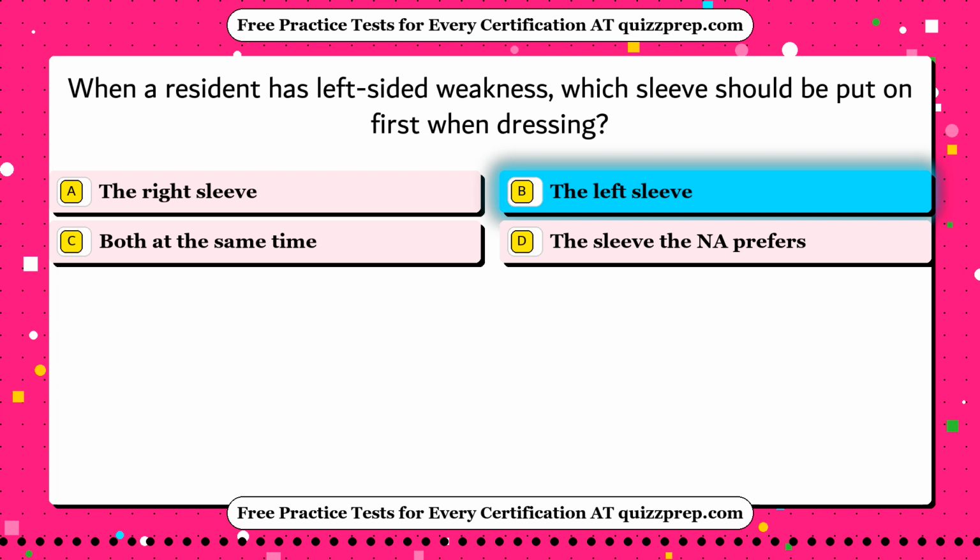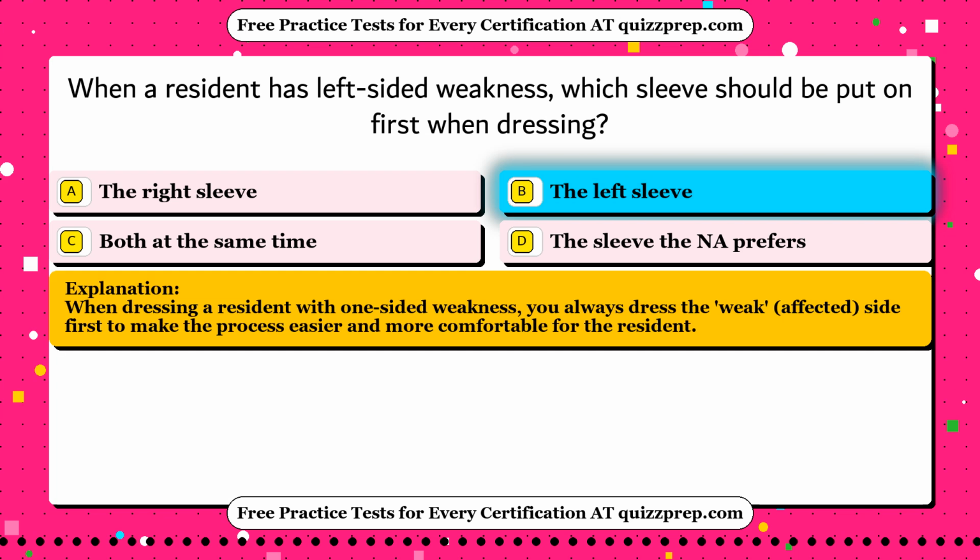The correct answer is option B. The left sleeve. When dressing a resident with one-sided weakness, you always dress the weak, affected, side first to make the process easier and more comfortable for the resident.